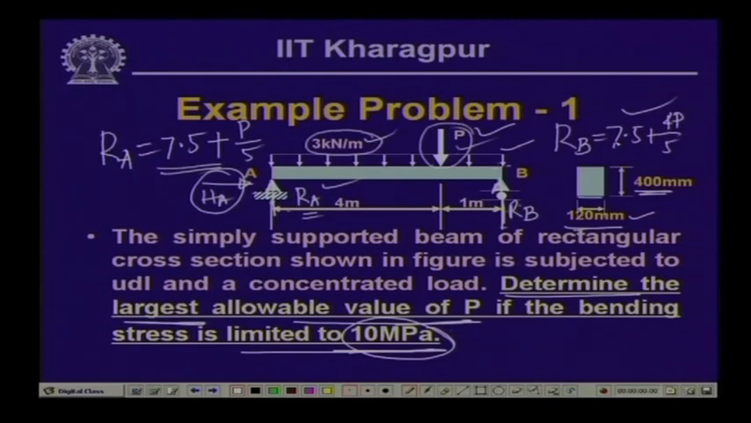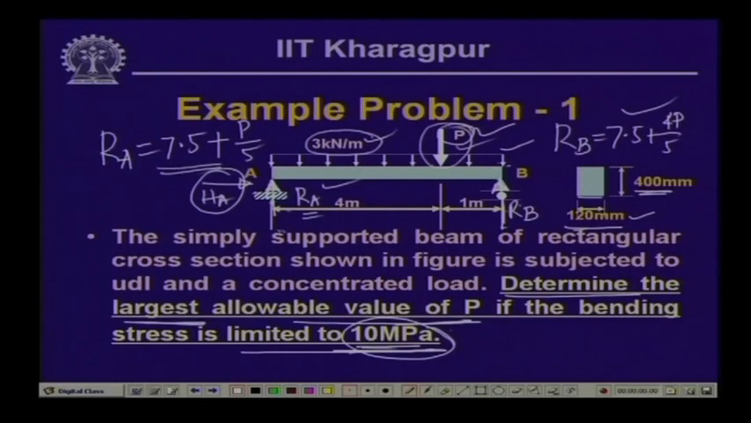Now, the interesting part in this particular case is that we will have to find the maximum value of P for which the bending stress is limited to 10 MPa, that is, it cannot exceed a value of 10 megapascal. Now, when you have this kind of loading, as we have seen in the past, if we like to draw the shear force diagram, we will have to first locate the position where we get the maximum bending moment. Now, let us look into how you compute the maximum bending moment.